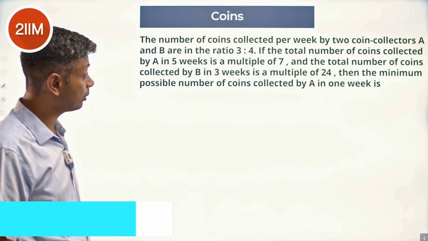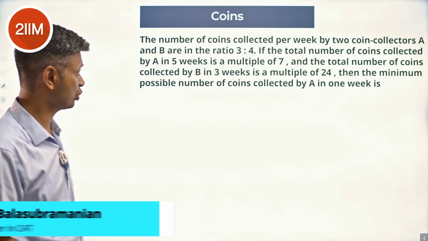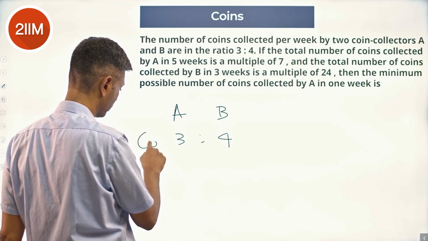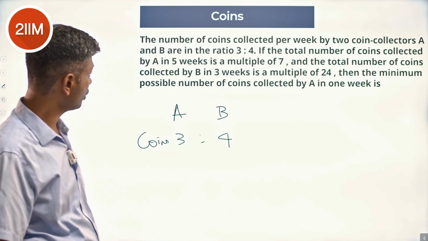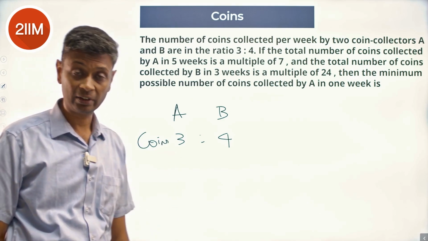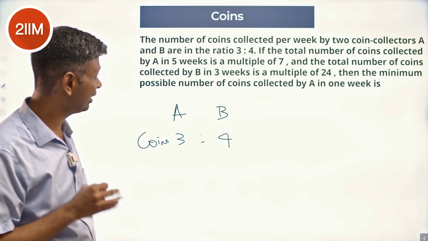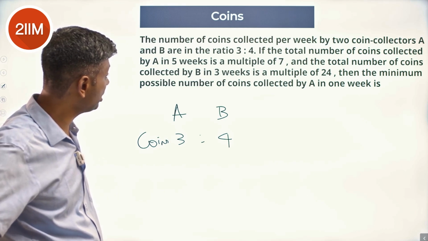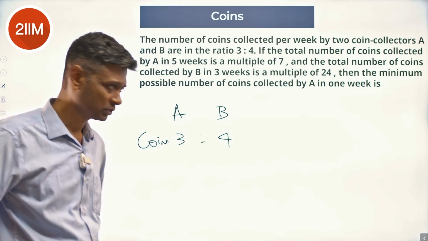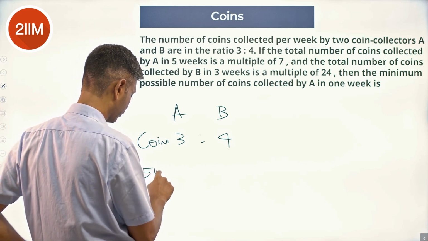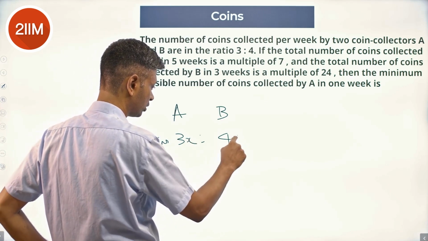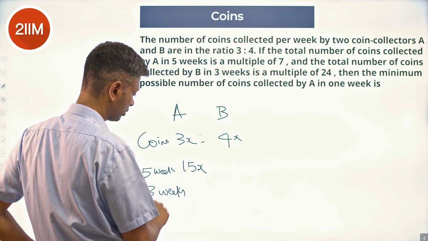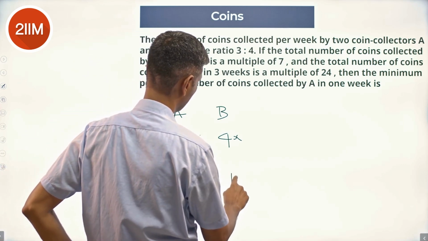The number of coins collected per week by 2 coin collectors A and B are in the ratio 3:4. So A and B 3:4 coins. If the total number of coins collected by A in 5 weeks is a multiple of 7, so this is coins per week, 5 weeks is a multiple of 7, then the total number of coins collected by B in 3 weeks is a multiple of 24. And so in 5 weeks, let's say this is 3x and 4x, we'll collect 15x, and in 3 weeks the number collected is 4x into 3, which is 12x.